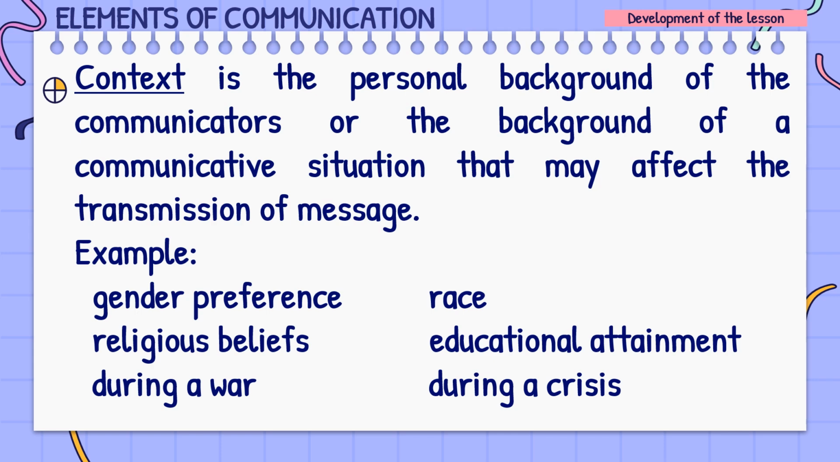Context. Context is the personal background of the communicators or the background of a communicative situation that may affect the transmission of the message. Example: gender preference, race, religious beliefs, educational attainment, during a war, during a crisis.